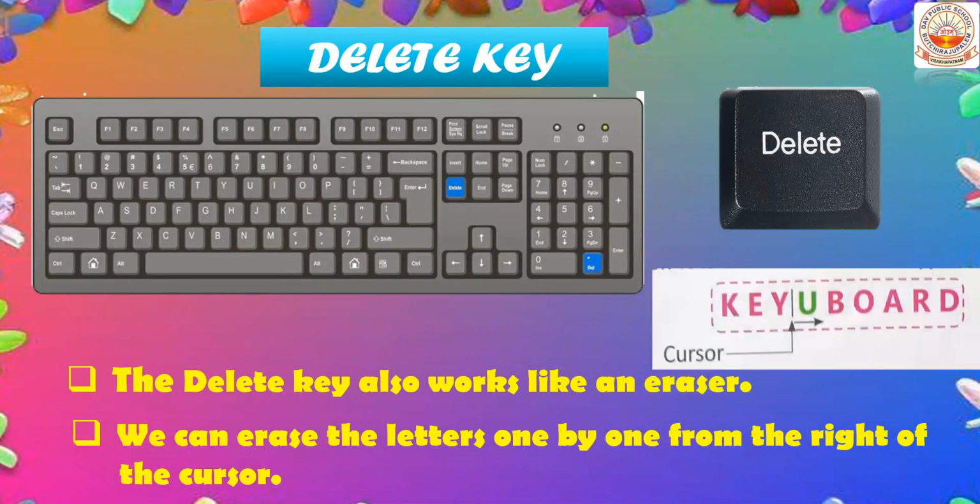You can see here, children. Again, the same example I have taken. See the cursor position. Okay, children. We can erase the letters one by one from the right of the cursor. So a backspace key is used to erase the letter left of the cursor, and a delete key is used to erase the letters from the right of the cursor. That is the difference, children. The delete key is used to erase the right of the cursor, and the backspace key is used to erase the letters left of the cursor.